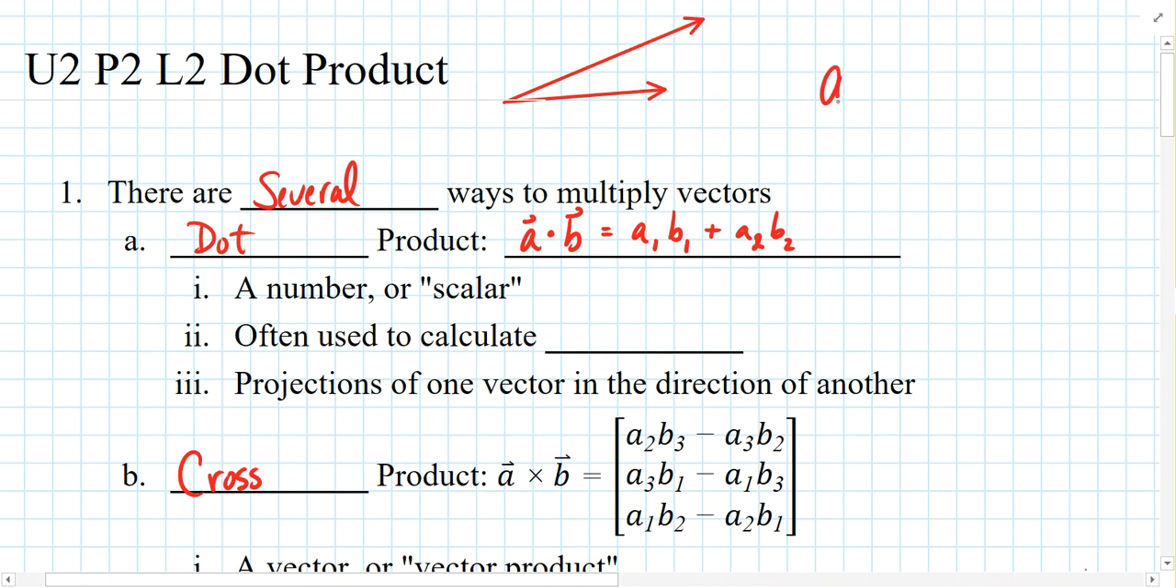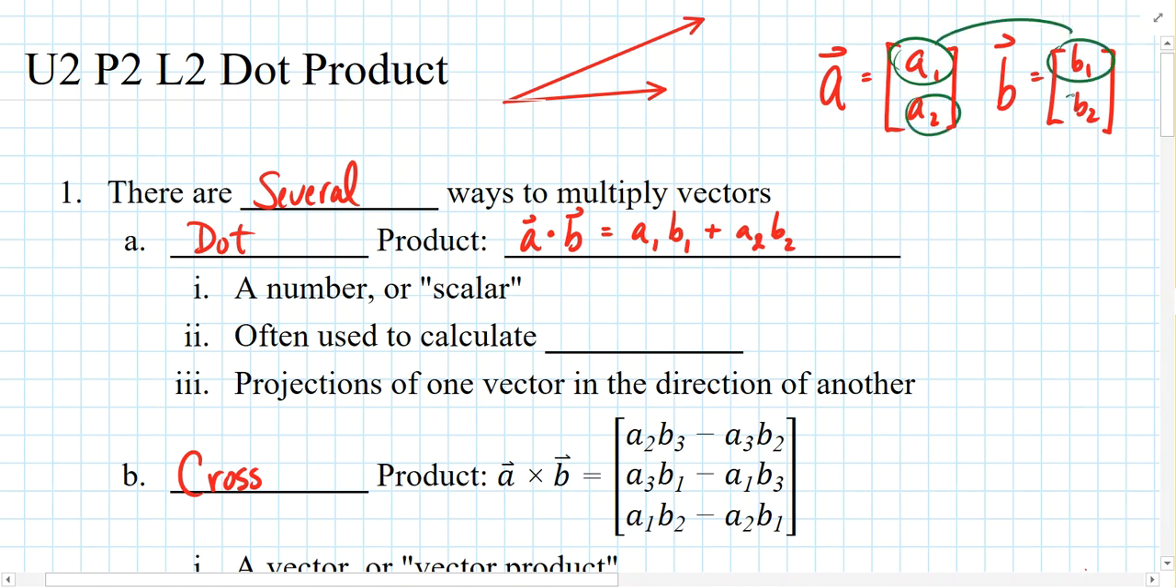And so that we're clear here, I'm saying that if we define vector A as having a horizontal component A1 and a vertical component A2, and B is a vector with horizontal component B1 and vertical component B2, then the dot product would be the product of the horizontal components and the product of the vertical components added together.